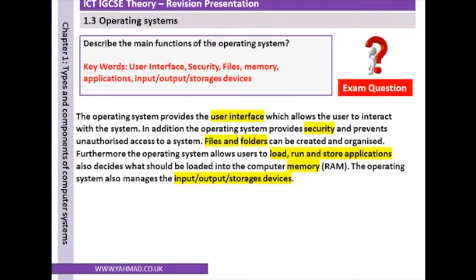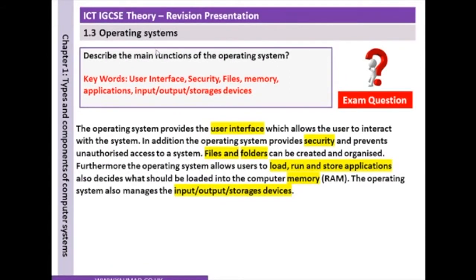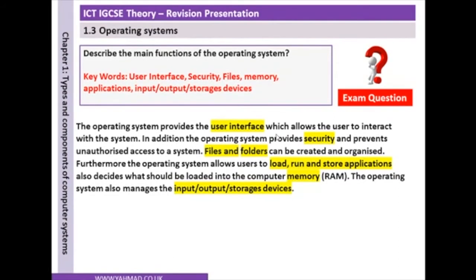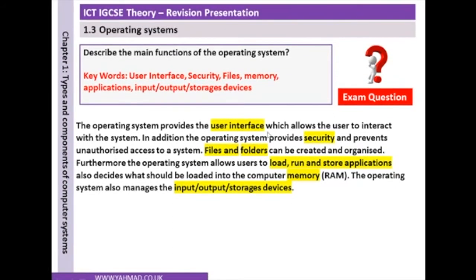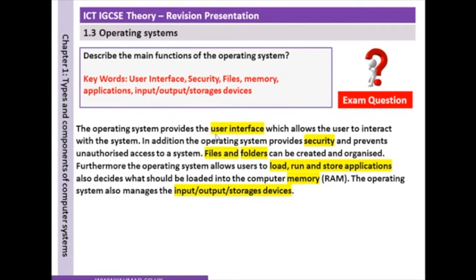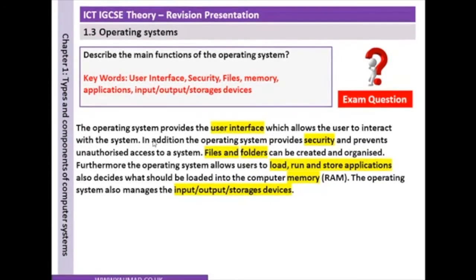So here's a typical exam question. Describe the main functions of the operating system. So keywords, you've got the user interface, you've got security, files, memory, applications, input, output and storage devices. The operating system provides a user interface which allows the user to interact with the system.